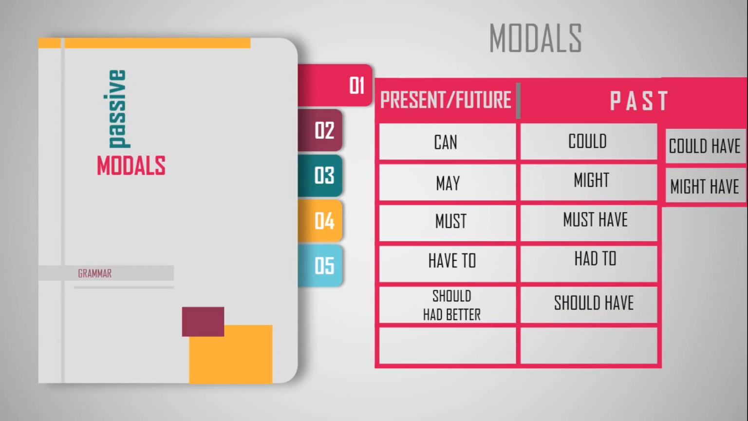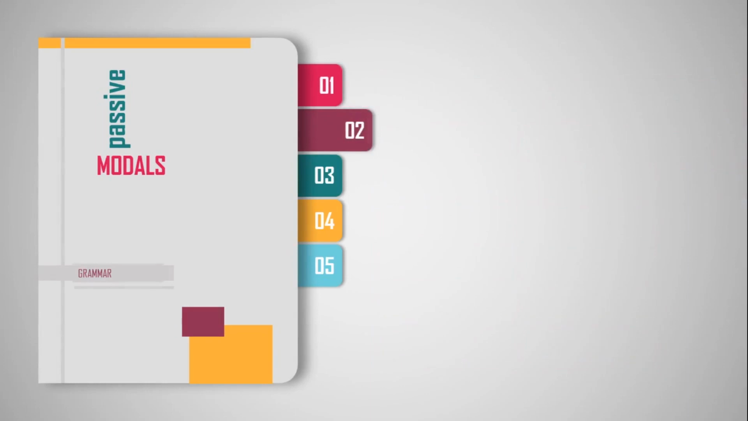So should and had better are the same thing, "should have" in the past, they share the same past. Alright, and ought to in the past is "ought to have". Then now let's move to exercises, or let's practice, not exercises.